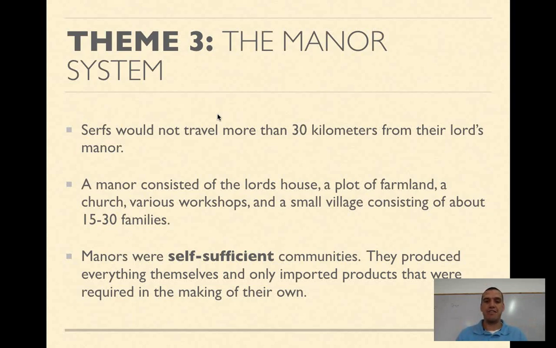They produced everything themselves, so they're growing their own crops, they're making their own tools, they're making everything themselves, and they only imported anything that they really needed. Like if they needed something to make a specific kind of tool for farming, they would import that from maybe another fiefdom or something like that. But generally, these manors were independent, self-sufficient communities.